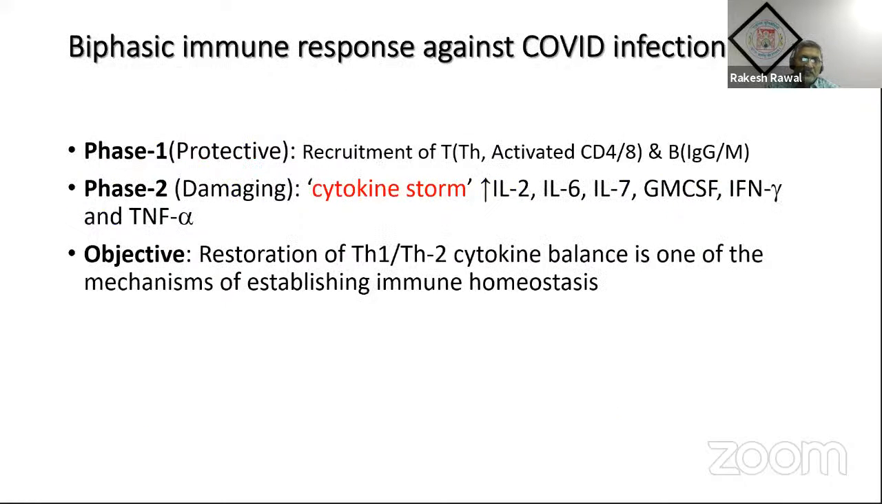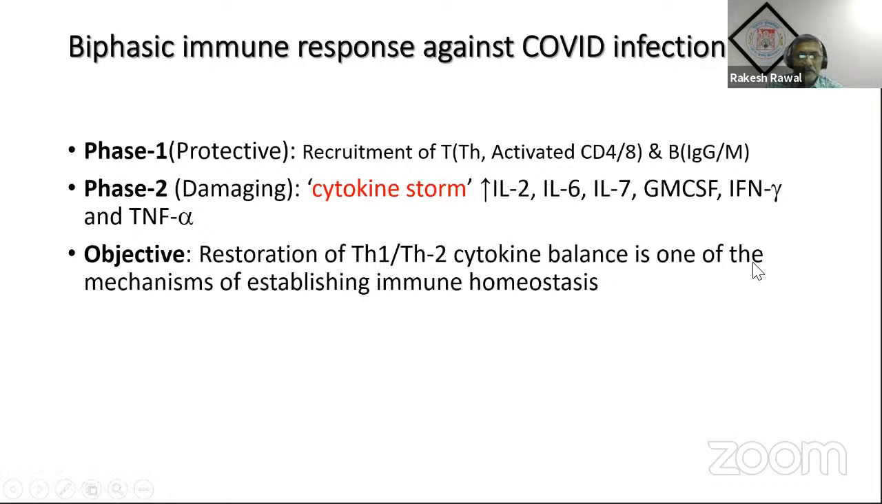And it has been found that the immune response against COVID is biphasic. That means the first phase is when there is sudden exposure to the virus as an antigen, which is new to the human body. So it is a protective response, right? It requires T cells, that means T helper cells, activated CD4, CD8, and the B cells, which are required to release the immunoglobulins.